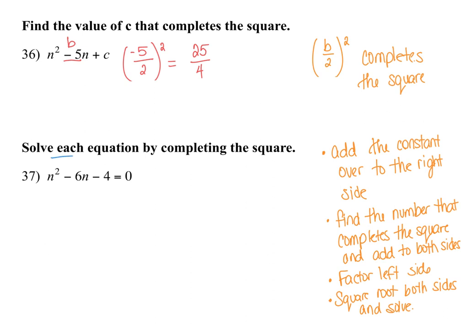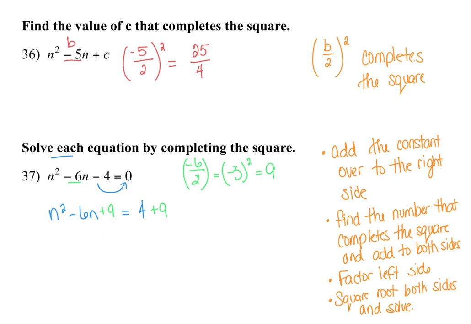And then you're going to use that same process to solve by completing the square. The first thing you want to do is move that constant over so that you have n squared minus 6n equal to 4. Then you're going to do exactly the same process. You're going to complete the square taking that negative 6, dividing it by 2, and then you're going to square it. That tells you what to add to both sides.